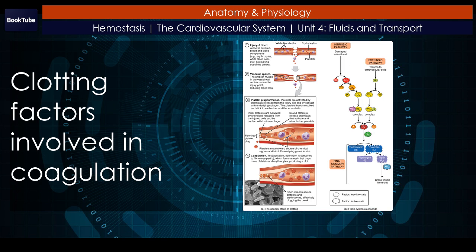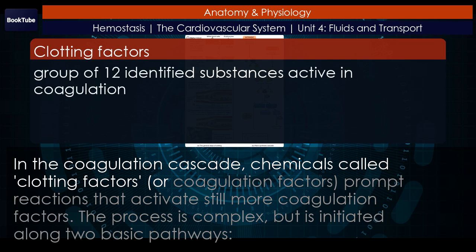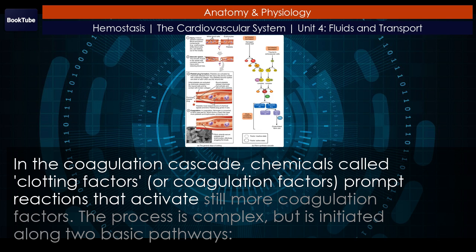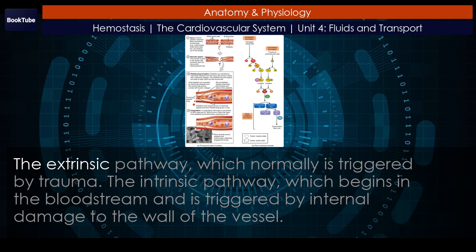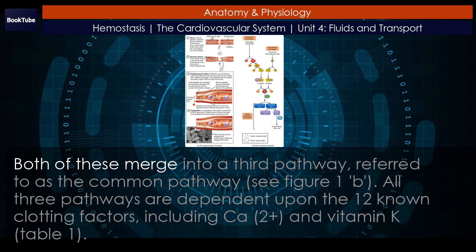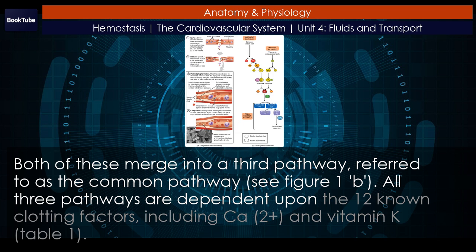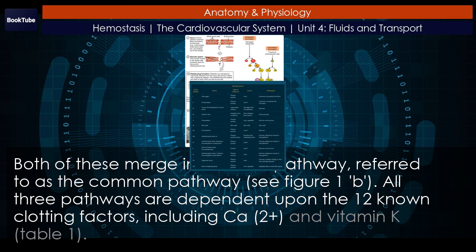Clotting factors involved in coagulation. In the coagulation cascade, chemicals called clotting factors, or coagulation factors, prompt reactions that activate still more coagulation factors. The process is complex, but is initiated along two basic pathways: the extrinsic pathway, which normally is triggered by trauma, and the intrinsic pathway, which begins in the bloodstream and is triggered by internal damage to the wall of the vessel. Both of these merge into a third pathway, referred to as the common pathway. See Figure 1b. All three pathways are dependent upon the 12 known clotting factors, including Ca2+, and vitamin K.